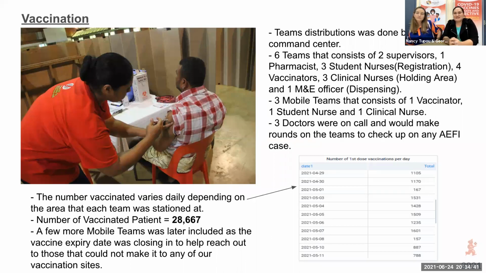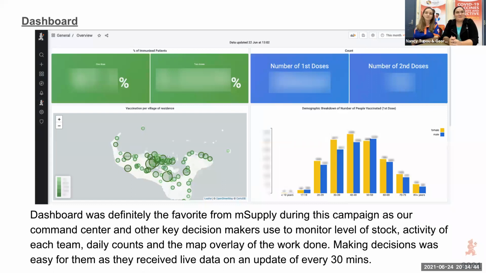And for the dashboard, like Adam, this is our favorite part of mSupply. Our command center and our key decision makers loved sitting and watching this part of mSupply throughout the day. They could monitor our level of stocks, the activity of each team, tally counts in stocks, and the number of vaccinated people. And the map overlay was also a favorite part, watching how we have moved through districts and the work that has been done.